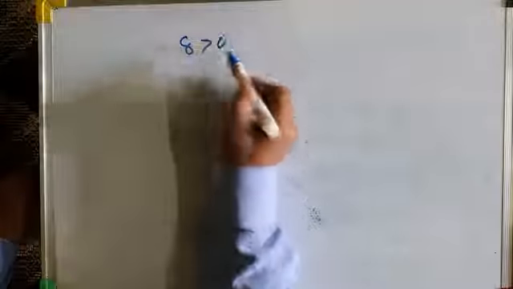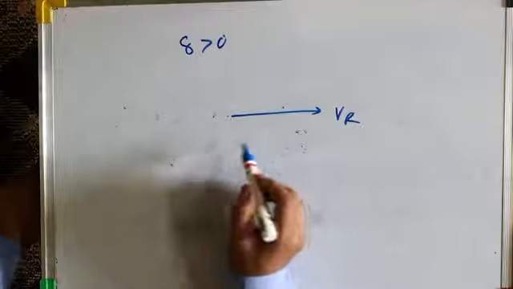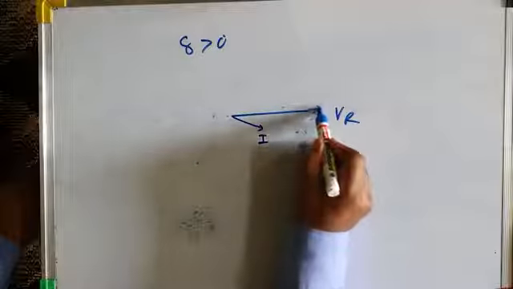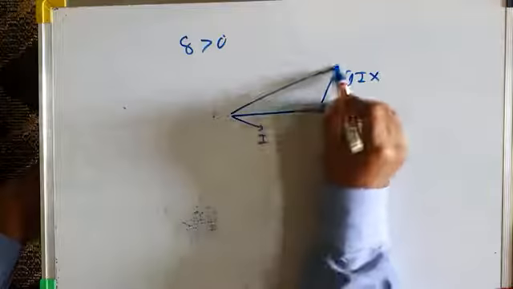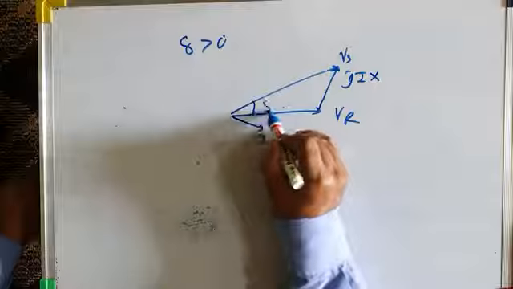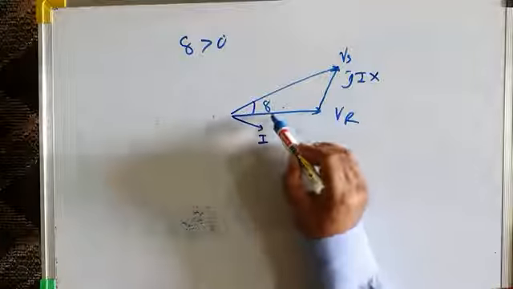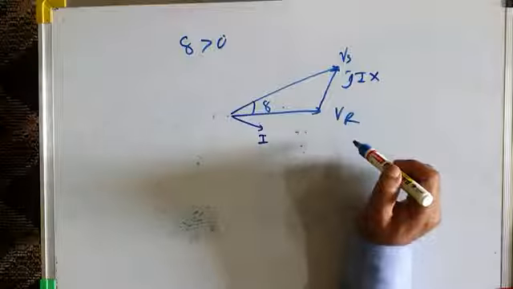And for delta greater than 0 degree, I mean if this is your receiving end voltage and this is the current, then this is jIX, then this is the sending end voltage. Now you can see the sending end voltage leads the receiving end voltage. Since it leads the receiving end voltage, power will always flow from sending end to receiving end.